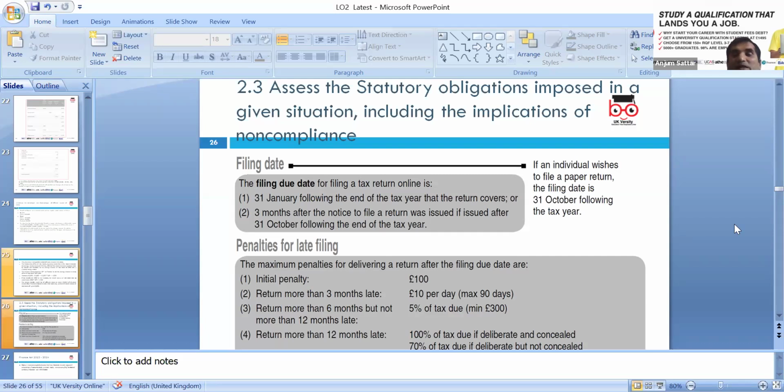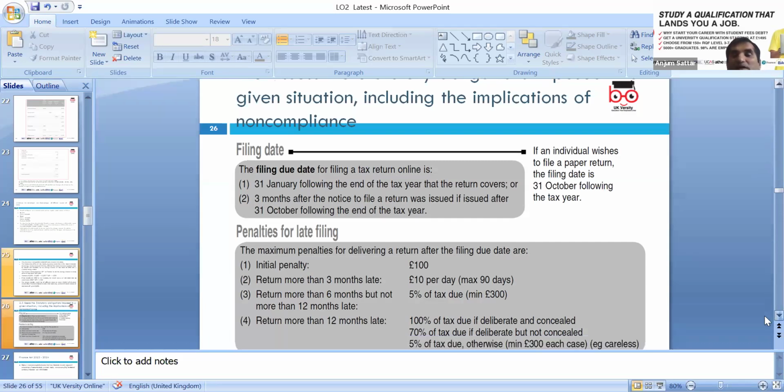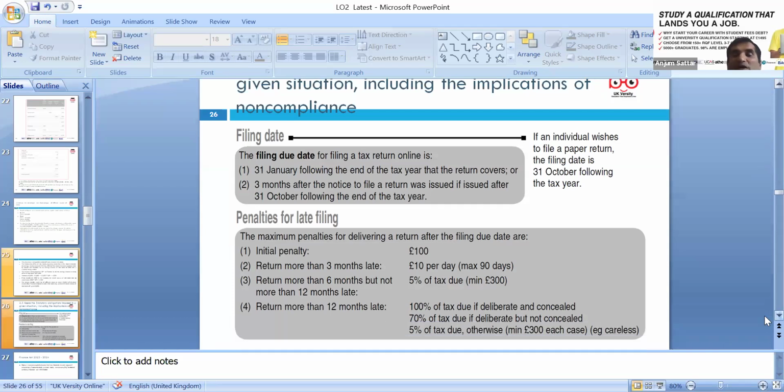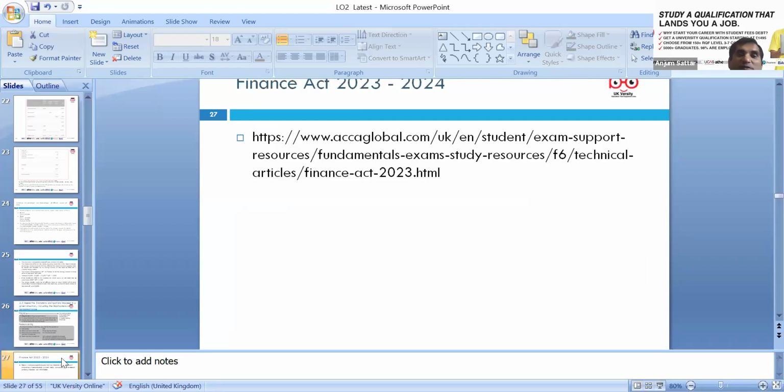If deliberately concealed, otherwise if deliberate but not concealed, then of course it's 70%, 5% of tax due, otherwise minimum 300 each, which is careless. So these types of penalties apply, and of course every tax year we are given these penalties, which we can further explore, whichever year's rates you are using for the tax calculation purpose.